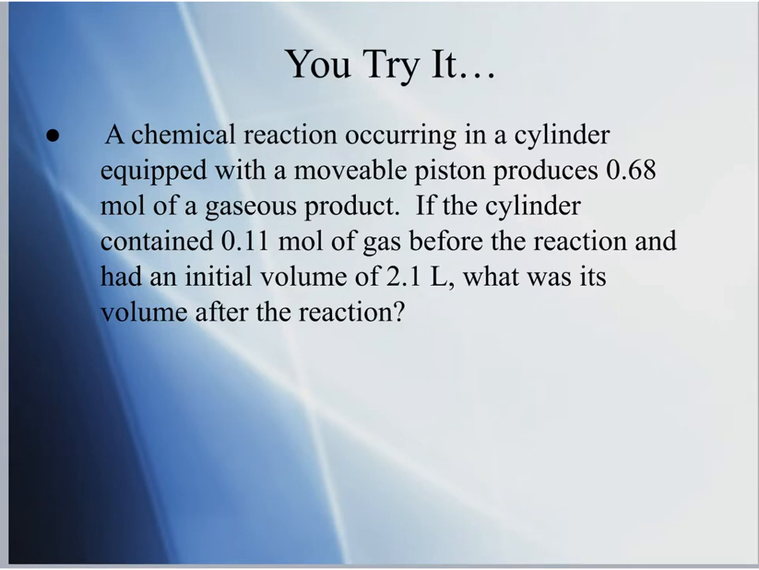Okay, so it says a chemical reaction occurring in a cylinder equipped with a movable piston produces 0.68 moles of gas product. Okay, so that is our ending moles, so that's our N2, so that's our product. If the cylinder contained 0.11 moles of gas before the reaction and had an initial volume of 2.1 liters, what is the volume after the reaction? So we are going to try to find V2 in this whole thing, right?